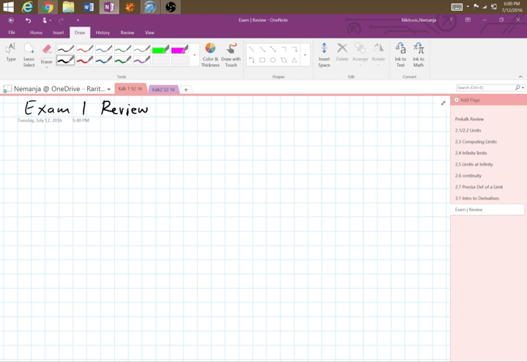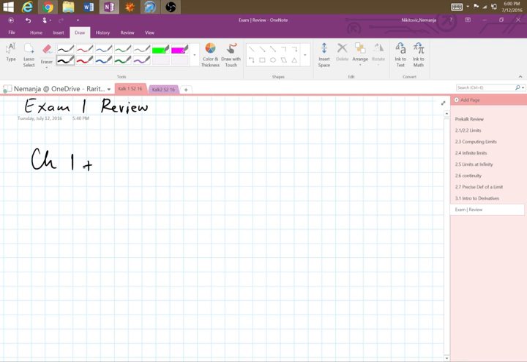This is the review for it. So what is on the exam? We said that we're going to have chapters 1 and 2. And then I'm just going to say plus 3.1 since those limits are in, as I said, 2.3. The limits we did earlier today are already in section 2.3.